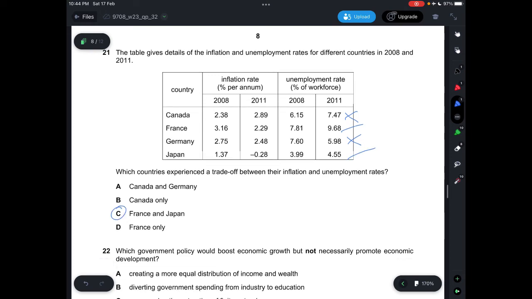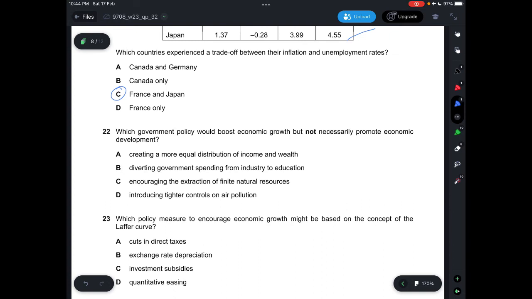So answer C. Question 22: which government policy would boost economic growth but not necessarily promote economic development? If you look at the four options, A says creating a more equal distribution of income and wealth. This one is economic development, right? To provide more income equality to people is part of development.